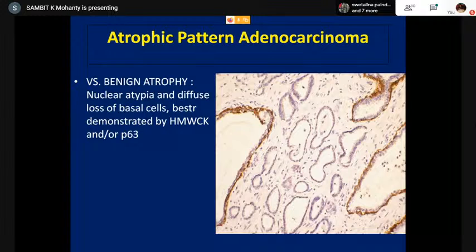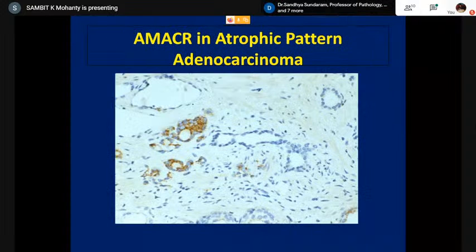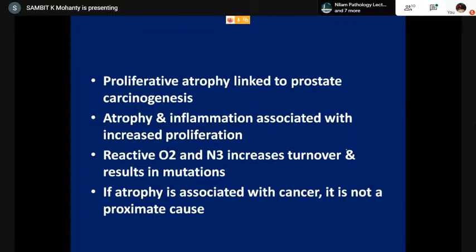Benign atrophy would be negative for the basal cell marker. It is linked to prostatic carcinogenesis, but not proven. Atrophy and inflammation are associated with increased proliferation. Reactive oxygen and nitrogen radicals increase the turnover and result in mutation. If the atrophy is associated with cancer, it is not a proximate cause. So it is just an association.